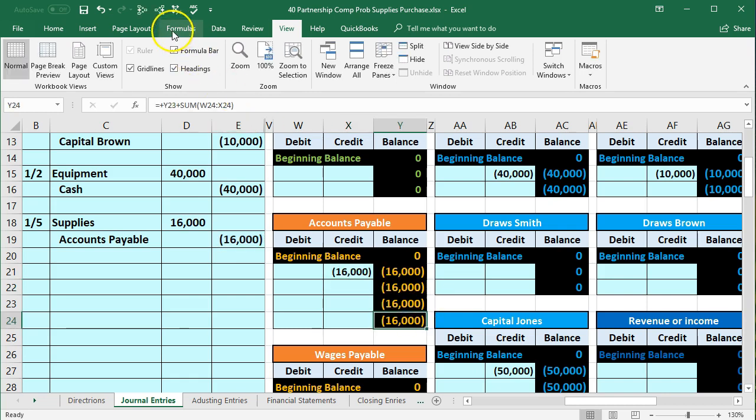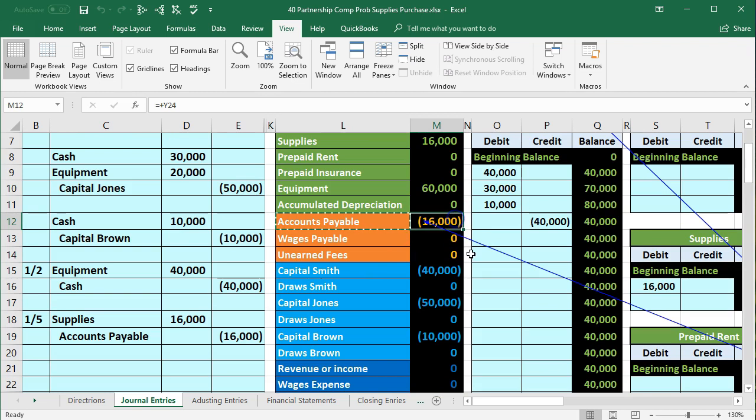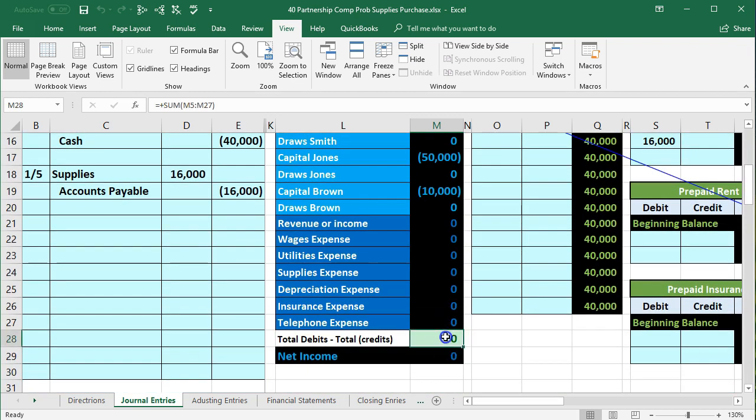So then we're going to say, okay, that is going to be used to make the trial balance. I'm going to click just to the left side of the frozen panes and then go right one time. It'll pop back over. And there we are. There's the 16,000 there. We're back in balance.